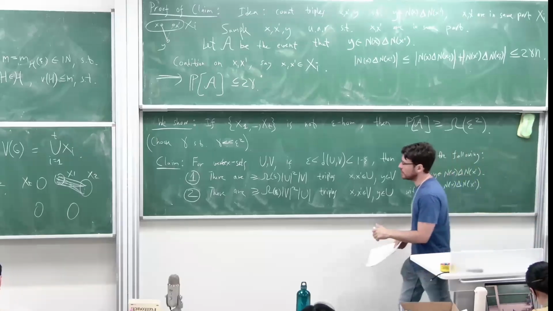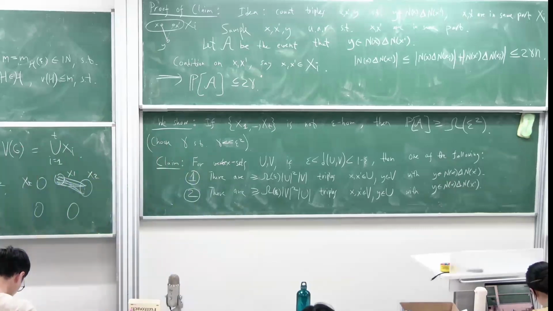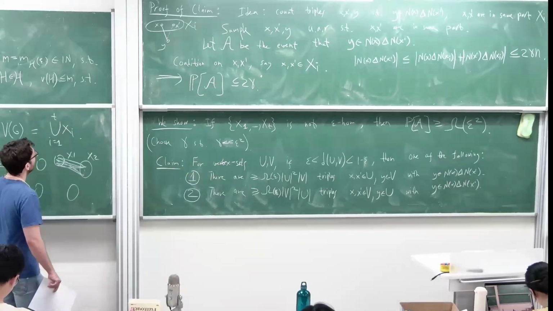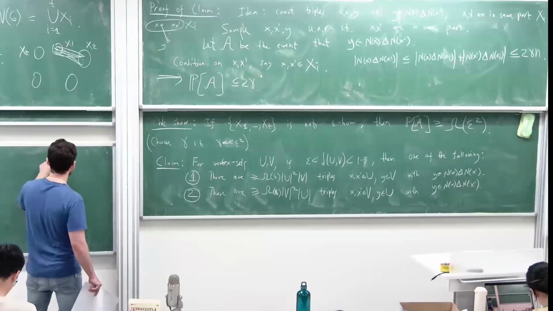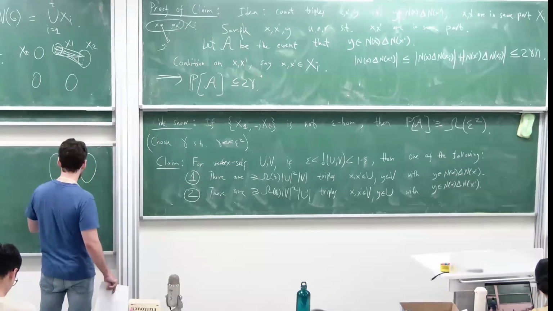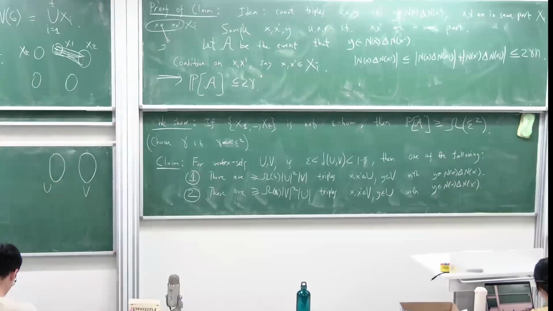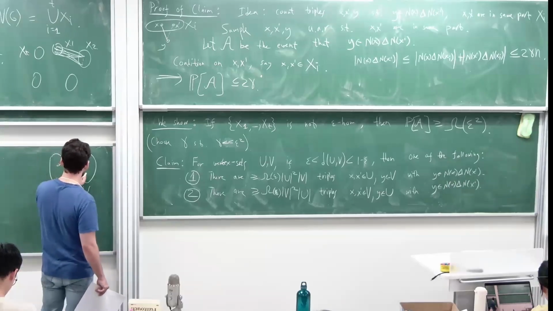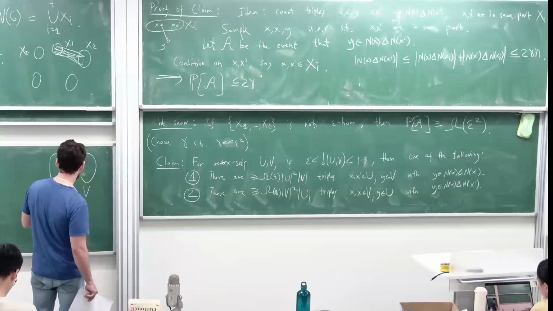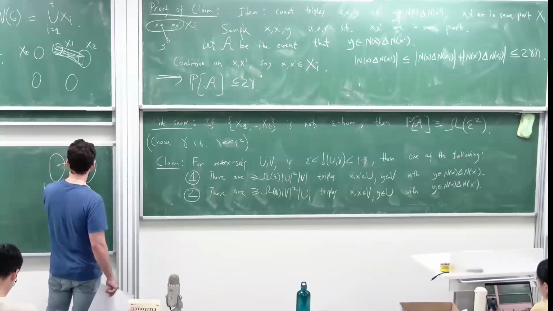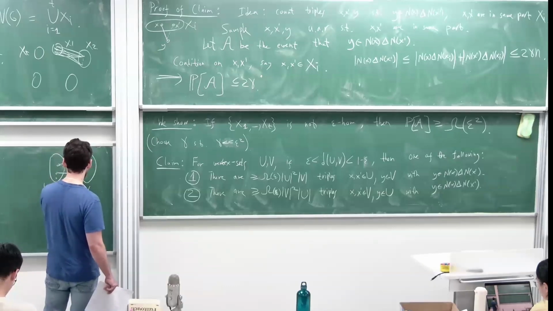So this is kind of a simple claim, so let me explain to you what's true. It's claiming that if we have two sets, U and V, and the density is not very close to 0 and not very close to 1, then we can find many triples like this, or we can find many triples like this in the other direction. So many triples like this.